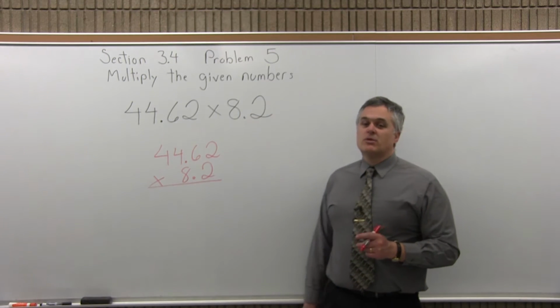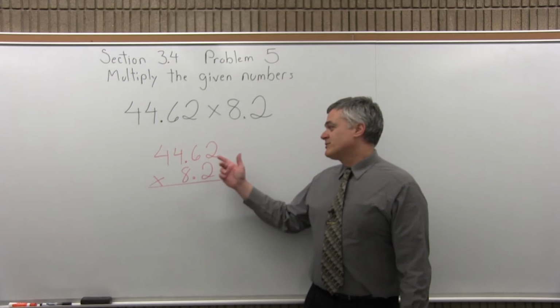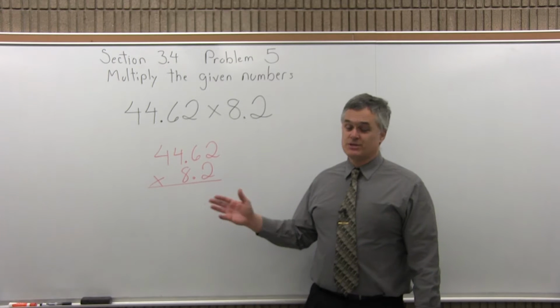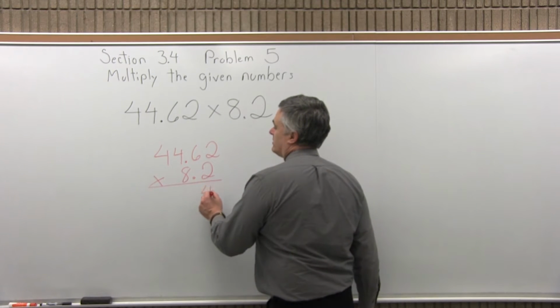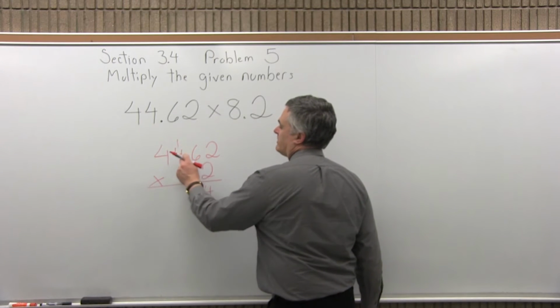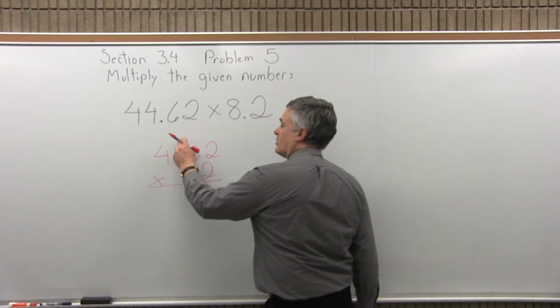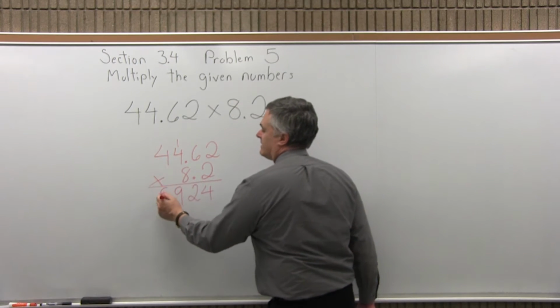Now, to do the problem, at first just multiply as if there are no decimals at all. Multiply 4,462 times 82. Just ignore the decimals. So 2 times 2 is 4. 2 times 6 is 12. Write the 2, carry the 1. 2 times 4 is 8. 8 plus the 1 more that you carried is 9. And then 2 times 4 is 8.